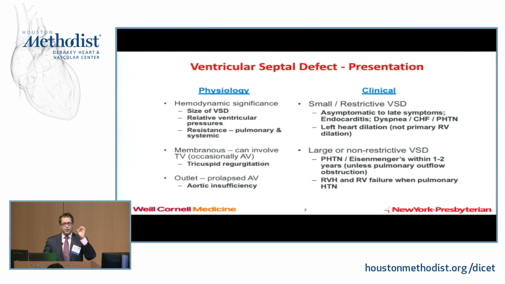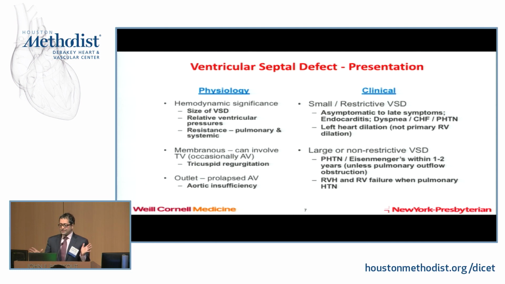And again, with a very small restrictive VSD, you may not notice anything until later in life. You may get gradual left atrial and LV dilation over time. And again, this is one of the questions on your CME questioning. It does not generally classically cause RV dilatation, though we all know that it can, but it doesn't typically do that if you think about it from a physiologic standpoint.